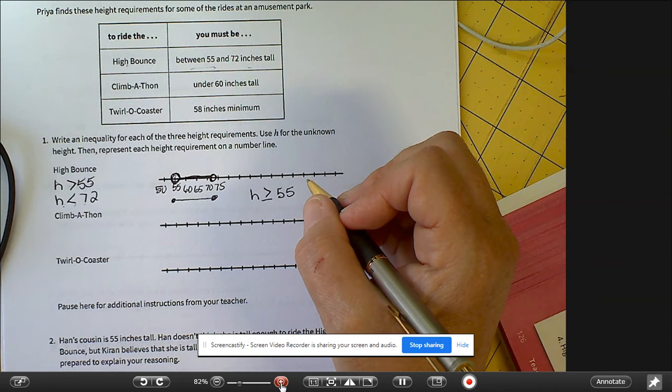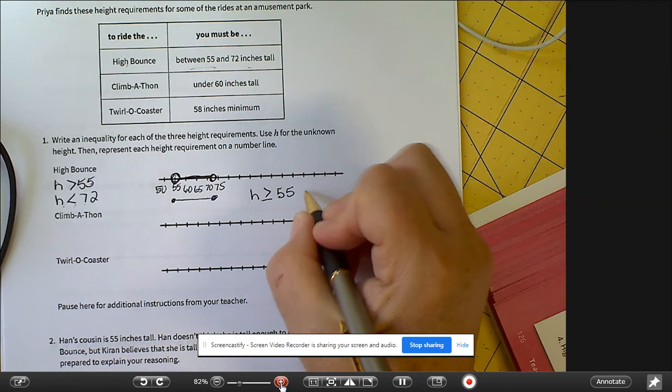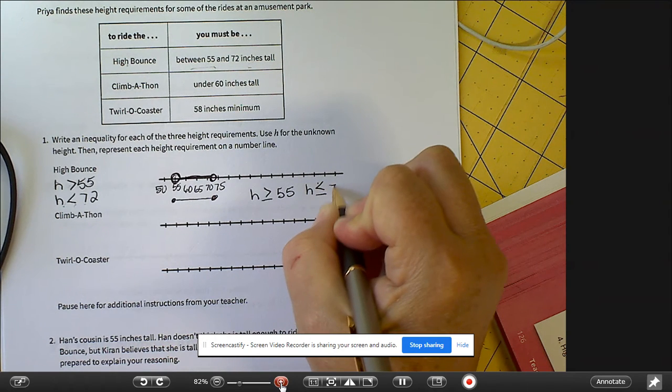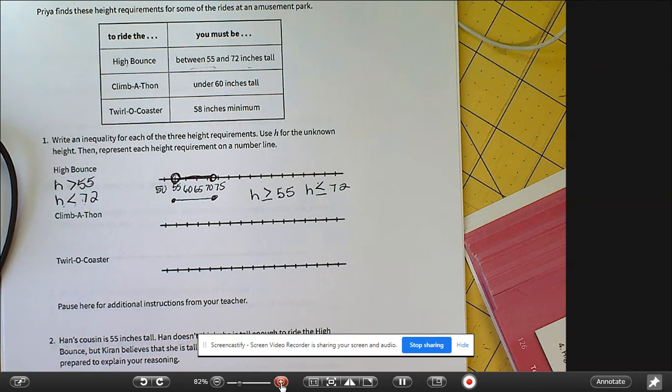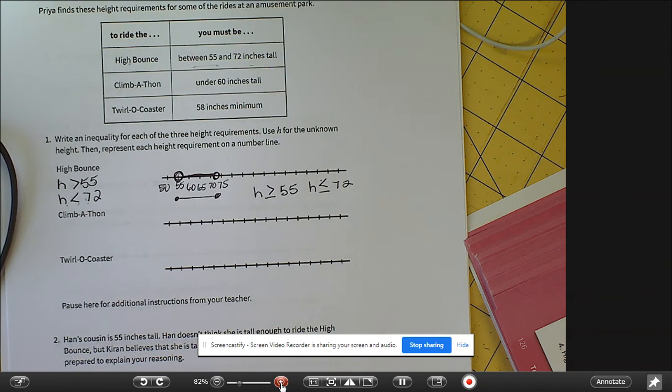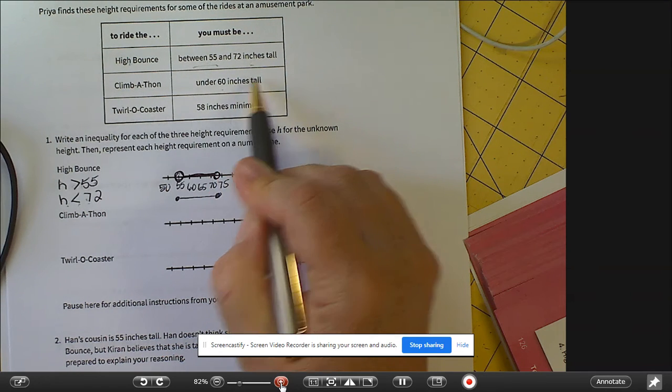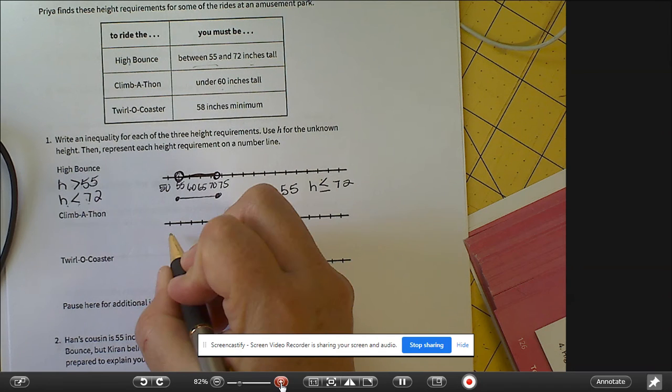And then on the other way, it would be H is less than or equal to 72. So either one of those could be correct for that. On the climathon, it says under 60 inches tall, so that is not including 60.